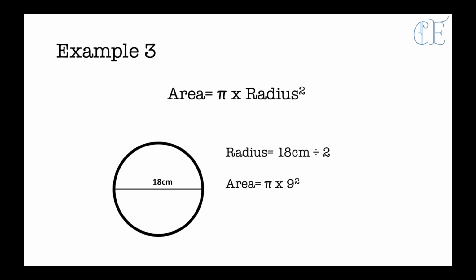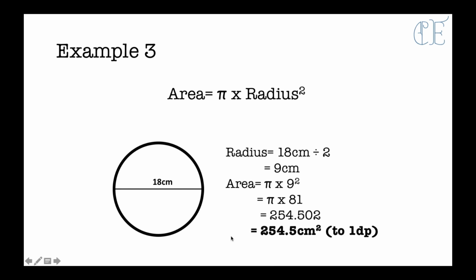So we must do pi times 9 squared. Sorry, this is my fault, putting it in wrong, but the radius is always half, so I'm just reminding you there. So pi times 9 squared this time. 9 squared is 81. Pi times 81 is 254.502, or 254.5 centimetres squared to 1 decimal place.